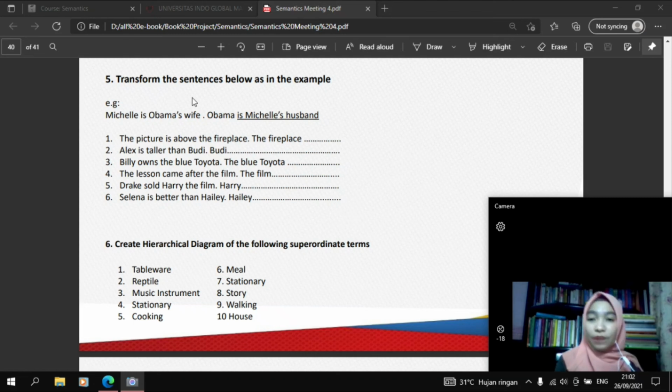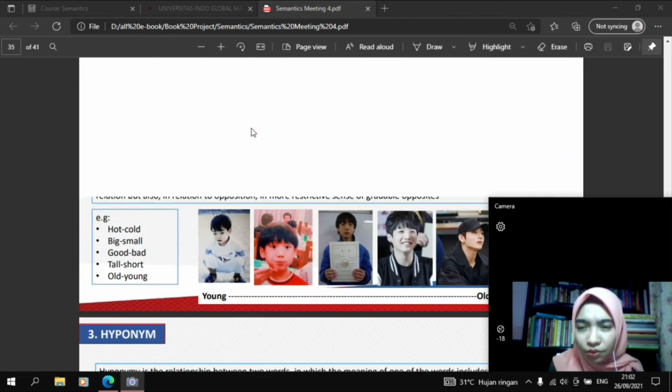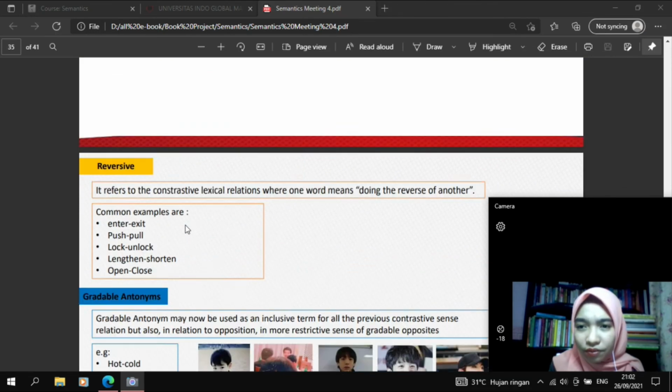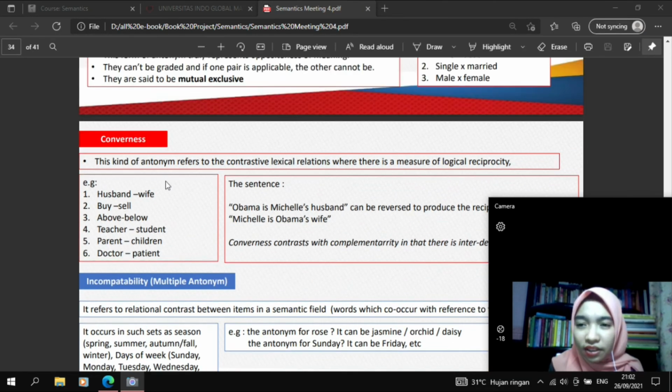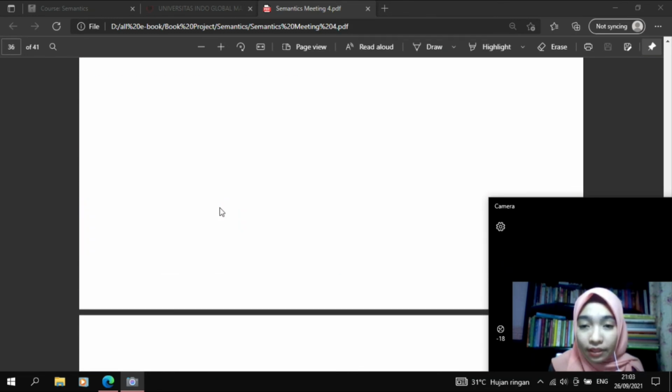Now number 5 and 6, the last ones. Number 5, transform the sentence below as in the example. The example for converseness is: Obama is Michelle's husband, Michelle is Obama's wife. So you have to write the answer based on converseness as one of the kinds of antonym.